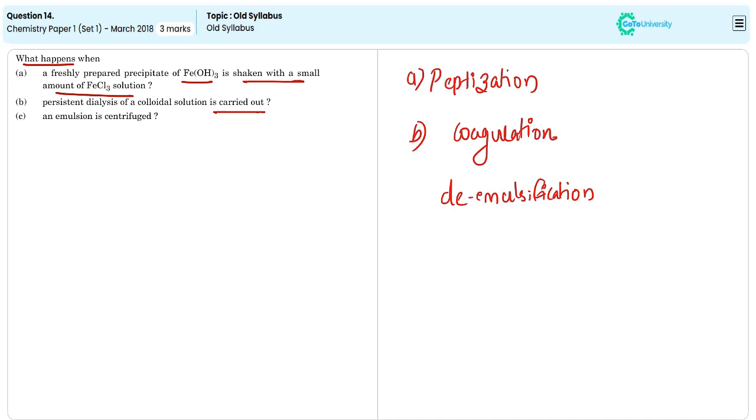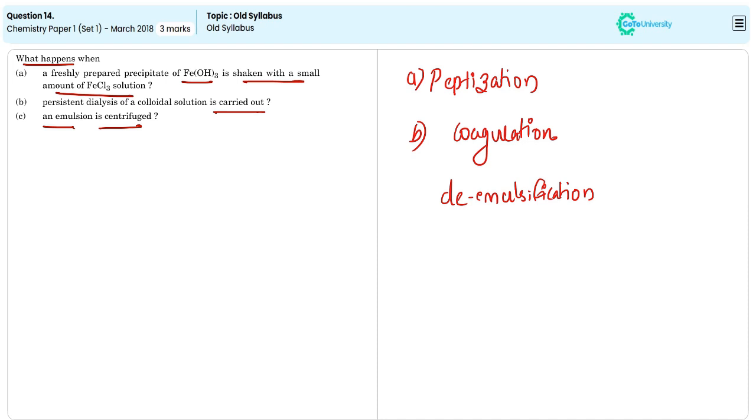It involves the addition of chemicals like alum or ferric chloride to destabilize and aggregate the suspended particles in a liquid. This is commonly used in water treatment to remove impurities as well. The third one is, what happens when an emulsion is centrifuged? Then the result will be de-emulsification.